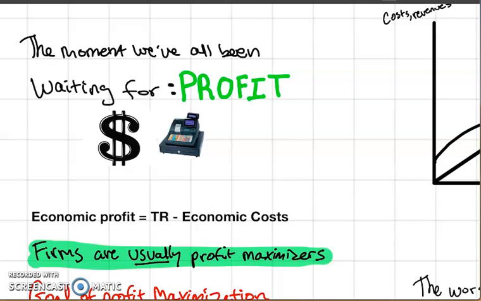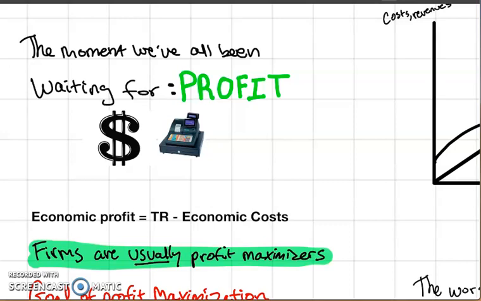So in this video, we finally reached the point that we've all been waiting for. We're now finally going to calculate out our profit. When we talk about profit of the firm, it's that money that a firm has left over after it's covered its costs. Our economic profit is calculated as our total revenue minus the economic costs.